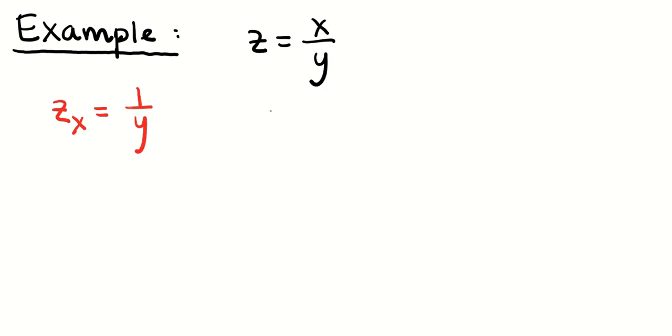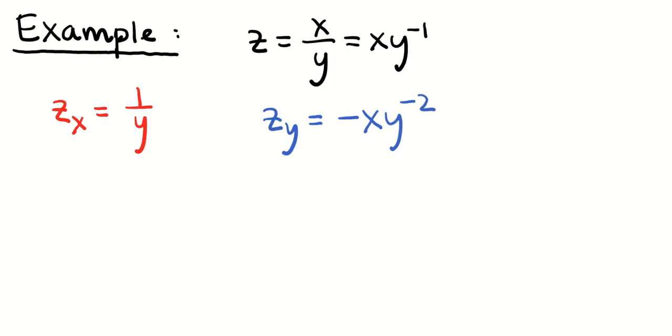And then zy. Okay, well, really, I think if I'm going to do this one, I might need to write this as a negative power. So I'm going to call that x times y to the negative 1. So I'm going to use the power rule on y, and I'll get negative x y to the negative 2. And then that's it, right? There's no derivative of the inside or anything to worry about because we're taking the derivative with respect to y.